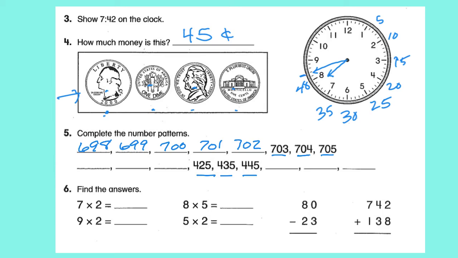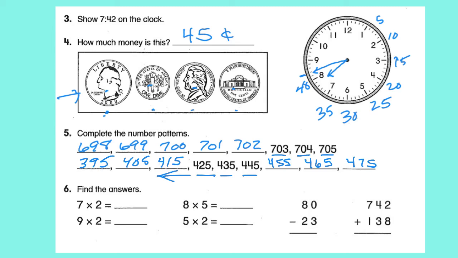So we can go ahead and fill in the rest. So we know we can do 445, 455, 465, 475. And we can just count backwards to fill in the rest, counting down by tens. 415, 405, 395. Okay, let's go to number 6. It just says find the answers.